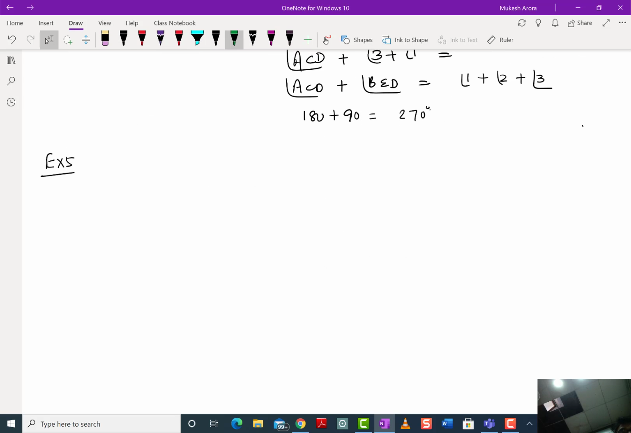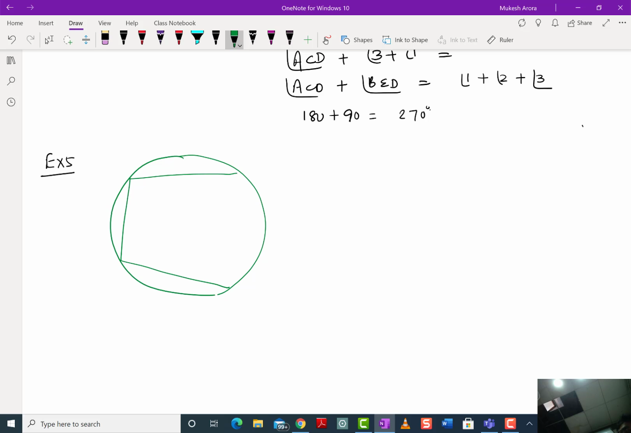Example 5. In a given cyclic quadrilateral ABCD, angle DBC is 55 and angle BAC is 45. Find angle BCD.